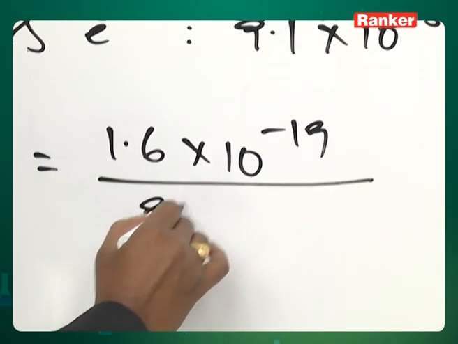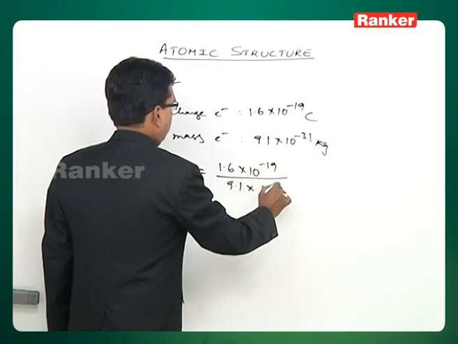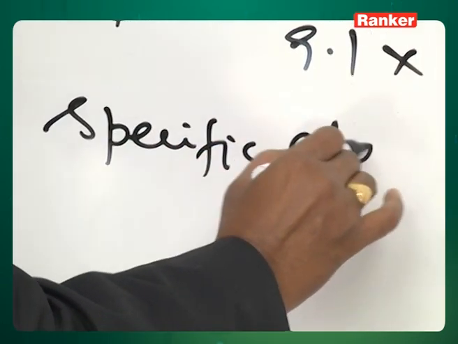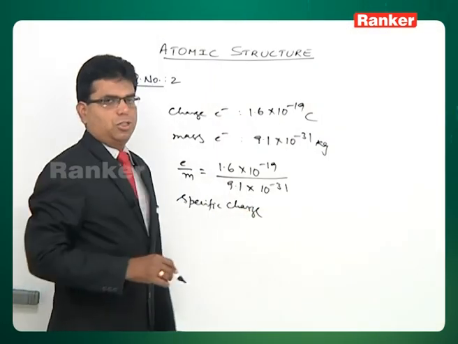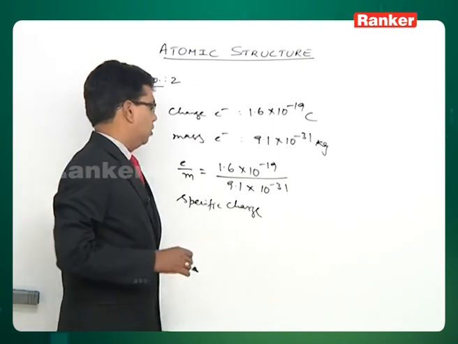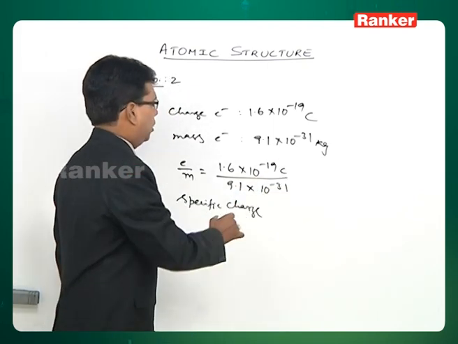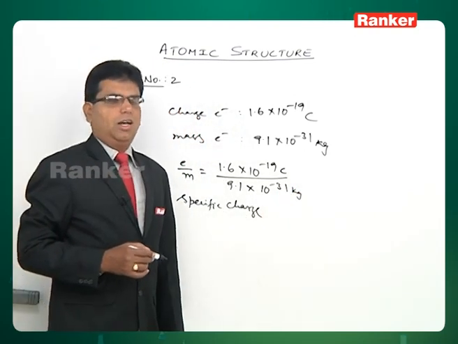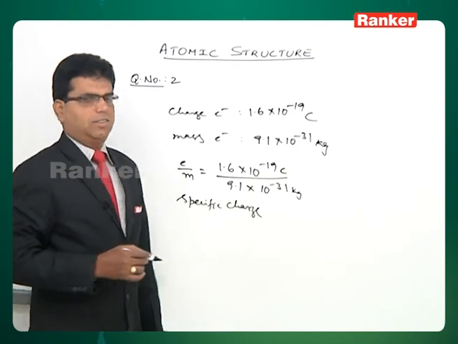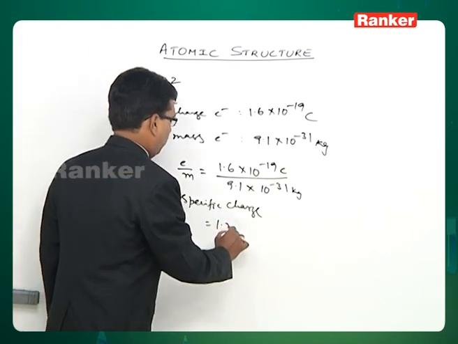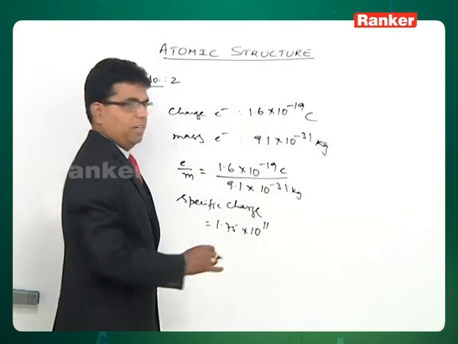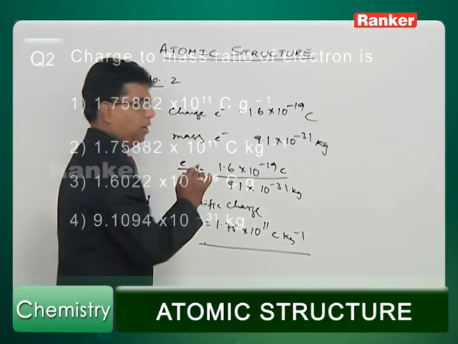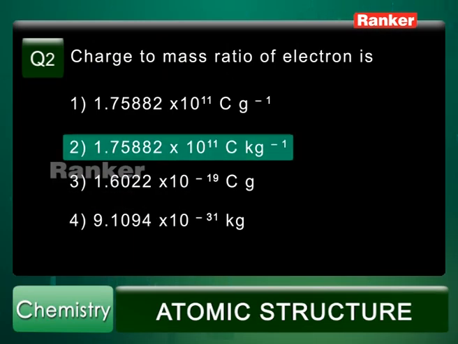The e by m ratio means charge to mass ratio, also called specific charge. So the e by m ratio is 1.6 into 10 power minus 19 coulomb by 9.1 into 10 power minus 31 kg. So it is coulomb per kg, and if you divide this, you will get about 1.75 into 10 power 11 coulomb per kg. So this is the answer. The correct answer is option 2.